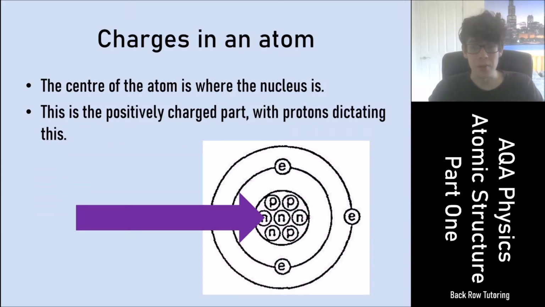The centre of the atom is where the nucleus is. This is the positively charged part, with protons dictating this. We know that the centre of an atom is positive because, as we know already, neutrons are neutral, they don't have charge, but protons are positive. And because protons are positive, the overall charge of the nucleus is positive because you find protons there. Electrons being negative, well, that means because you don't have any protons or neutrons to balance that, the shells of the atom, or the parts on the outside, have a net negative charge.